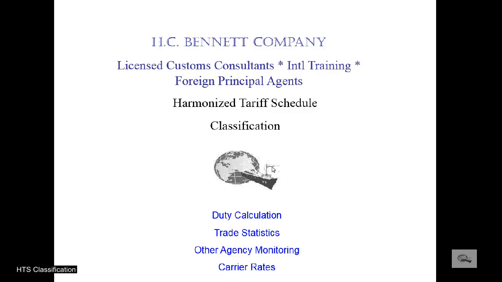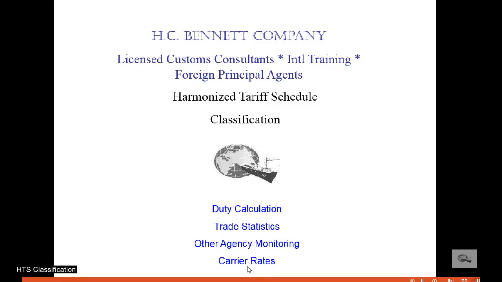Thousands of products move through international trade. Each product has to be classified for purposes of duty calculation, trade statistics, and other agency monitoring. In some cases, international carrier rates are based on the classification.